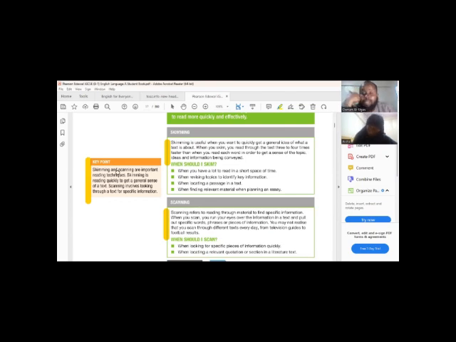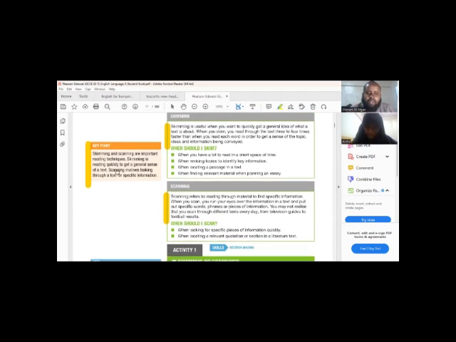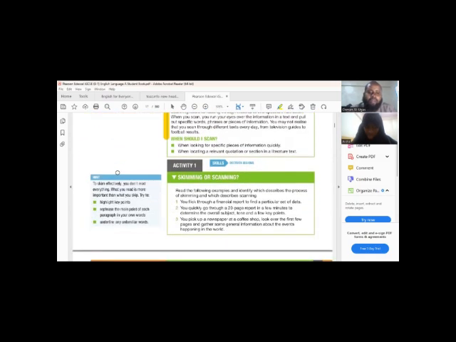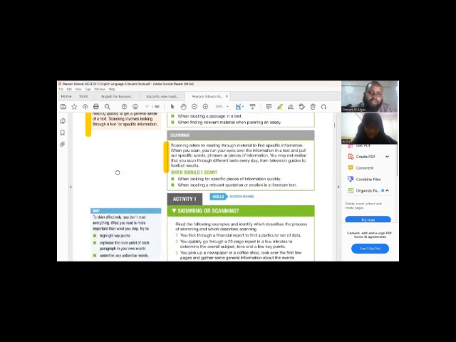So give me an example in an article where you would be doing some scanning. I don't know. Okay. I mean, look, the text gives you examples. What kind of examples do you have here? Look at scanning. What kind of examples does it give you?